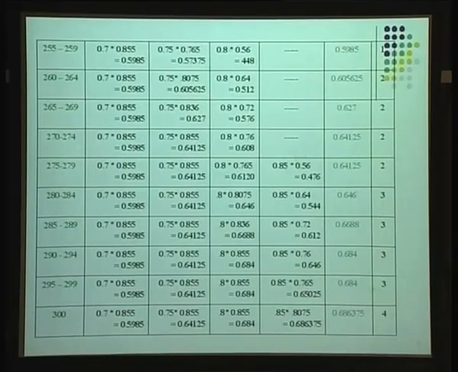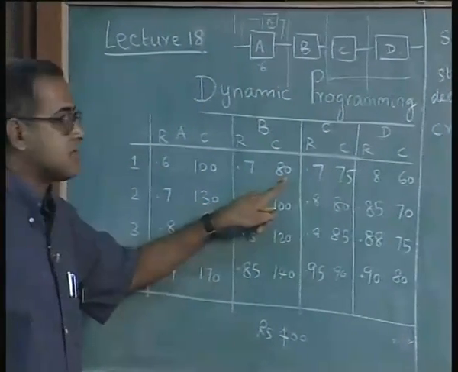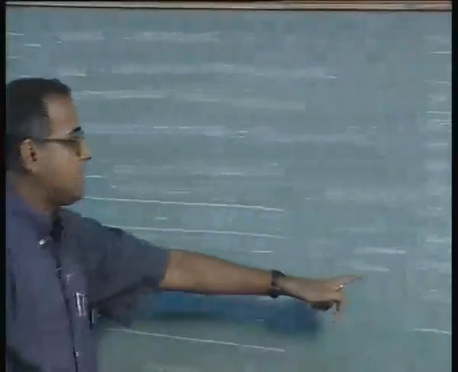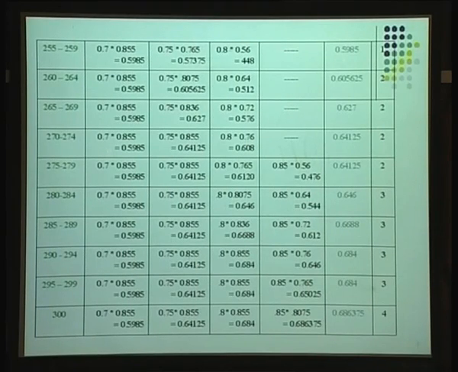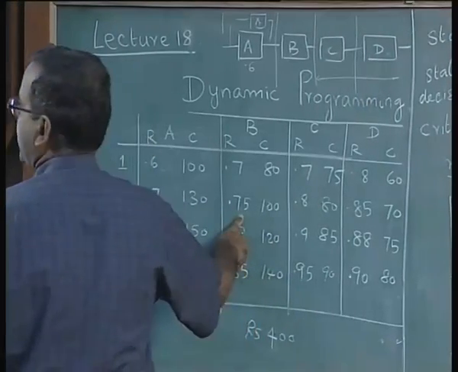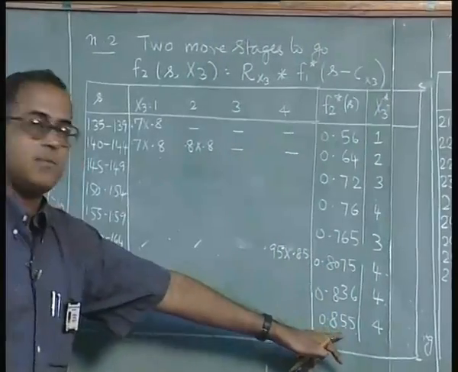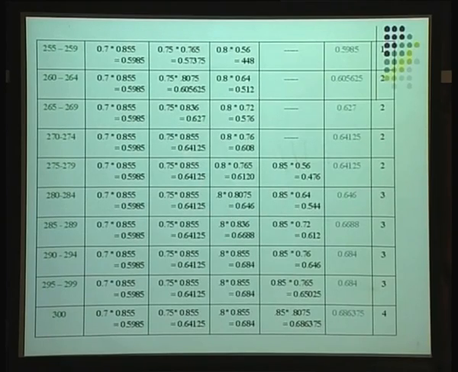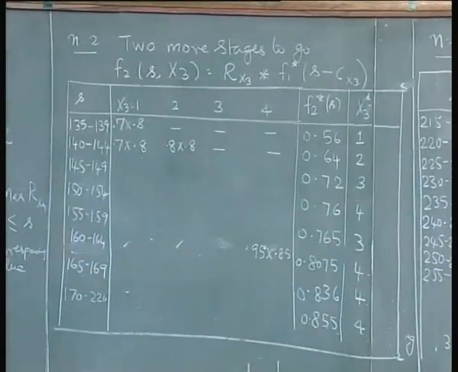For example, you could decide to buy x2 equal to 1 and get a reliability of 0.7, and out of 270 we have spent 80, so there is a balance of 190. So 190 would give us another 0.855, so you would get for 270 0.7 into 0.855 which is 0.5985. Now we could also consider x2 equal to 2, spend 100, get a reliability of 0.75. Now out of 270 we have spent 100, so we have 170, and for 170 you go back to the previous table, you get 0.855. So this number is 0.75 got from here into 0.855 got from here, which is shown as 0.64125.